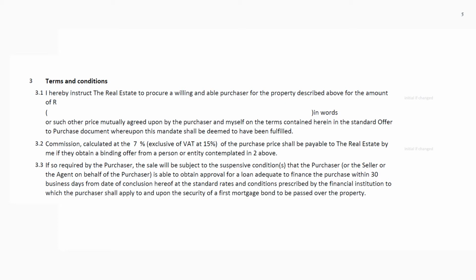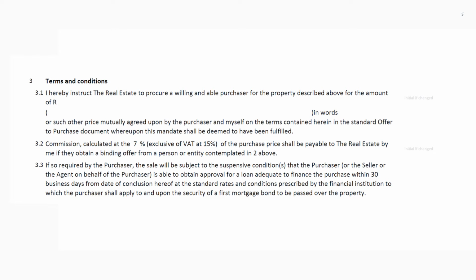In our seller's guide, it goes into more detail on why commission is needed at this rate. Should you wish to negotiate a lower rate, this can be discussed with your estate agent.